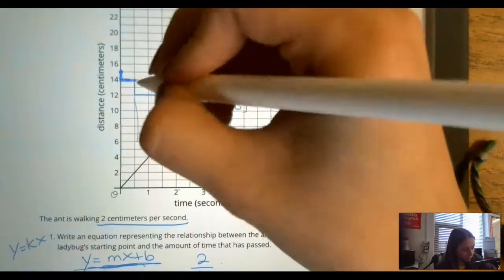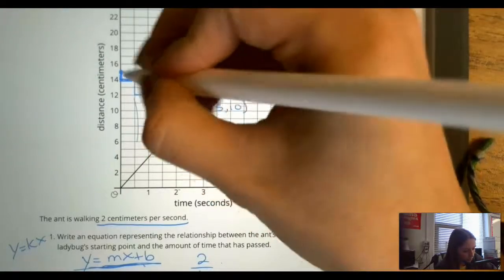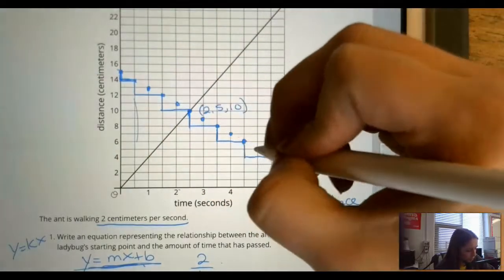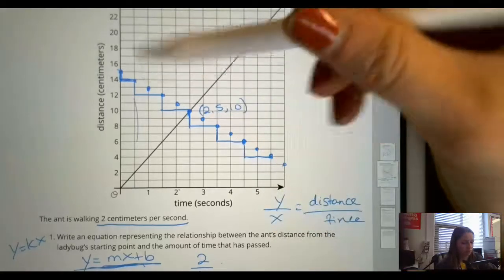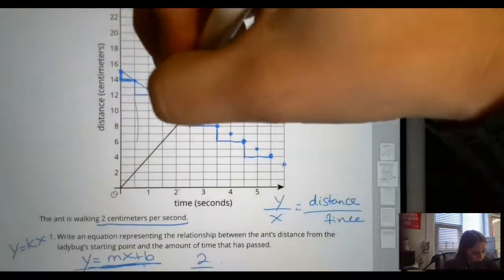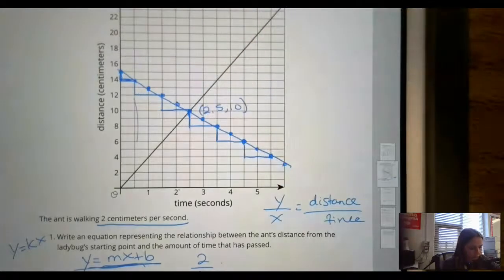Because if we were to break this down, we could plot a point that goes through each of these dots. So then our line looks something like that.